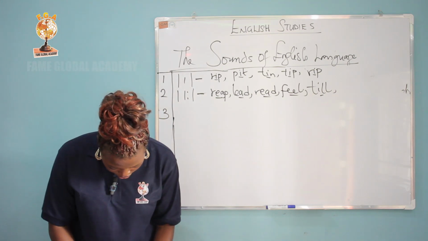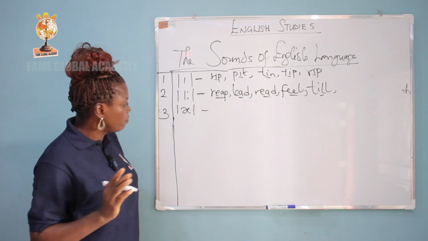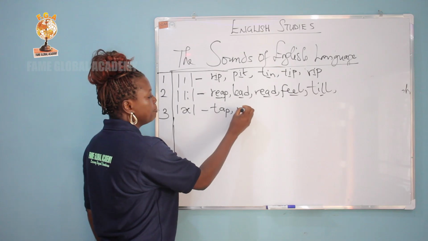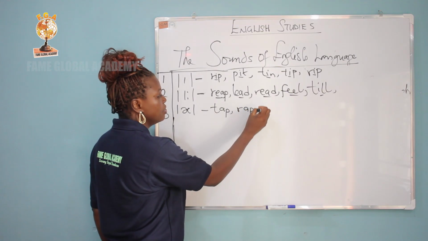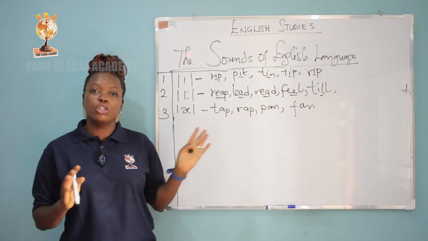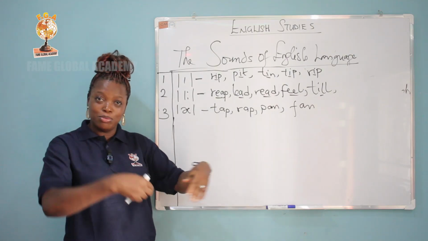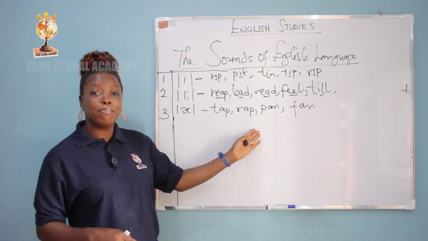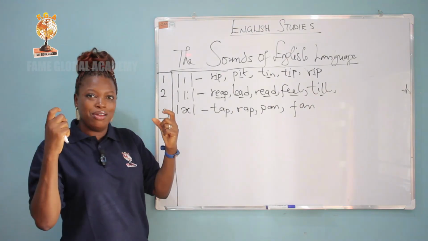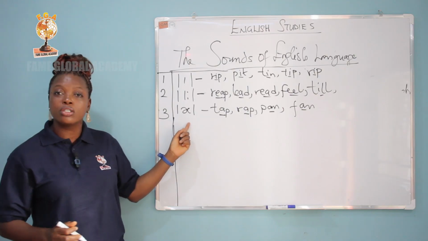Now, the third vowel sound is the sound ah. It is found in words like tap, wrap, pan, fan. We're giving very simple and short words, so you can have a lot of time. You can do your research, add more to the list, and write them to me in the comment section. If you pronounce these words, you can actually hear the sound. The letter A in each of these words represents the A sound. It is the short A sound.